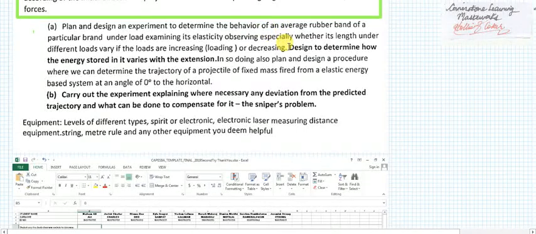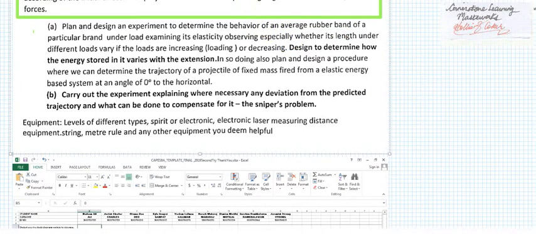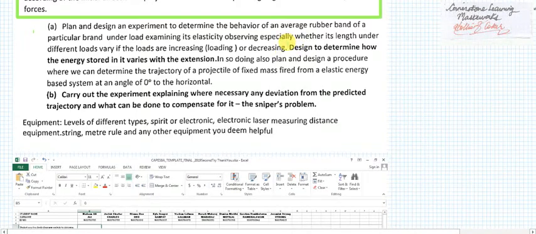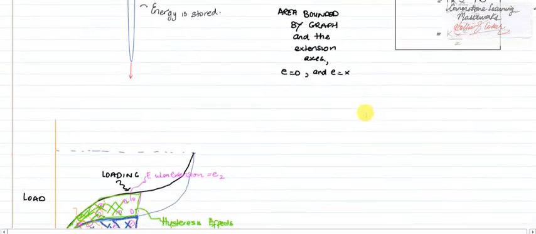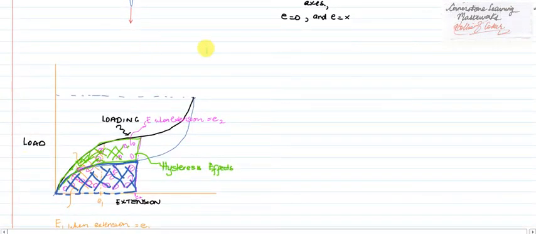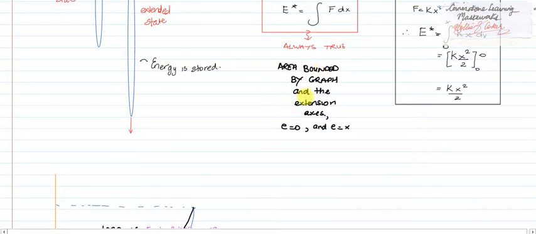The second part, you also have to determine how the energy stored varies with the extension. How does energy vary with extension? We just touched on that. Energy is always the area bounded by the graph and the extension axis.